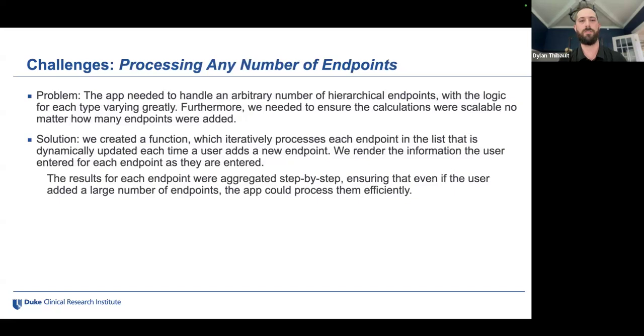Last, we wanted to allow the app to process any number of endpoints. To do this, we created a function which iteratively processes each endpoint in the list that is dynamically updated each time a user adds a new endpoint. We also render the information for the user to see as each one is entered. The results for these endpoints are aggregated step by step, ensuring that even if the user adds a large number of endpoints, the app can process them efficiently.